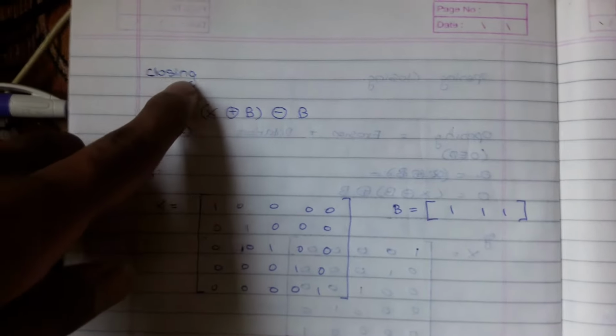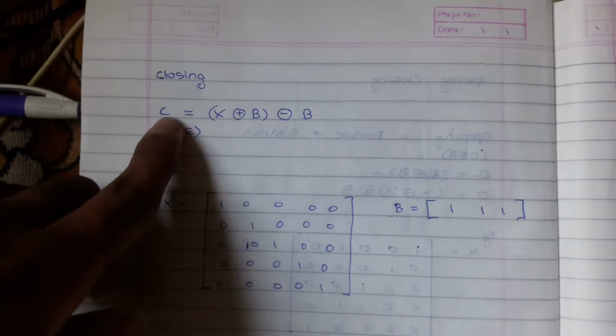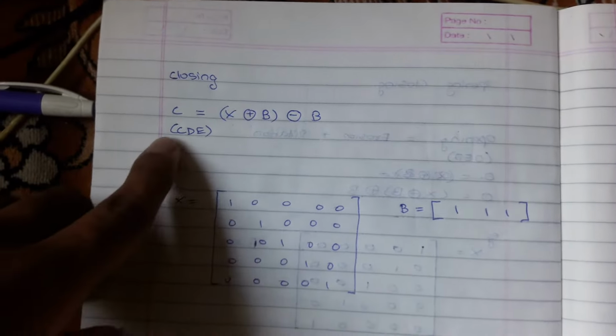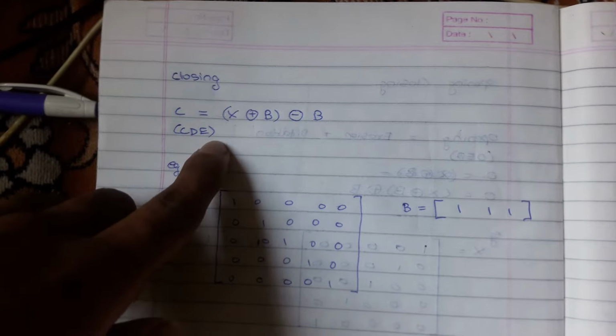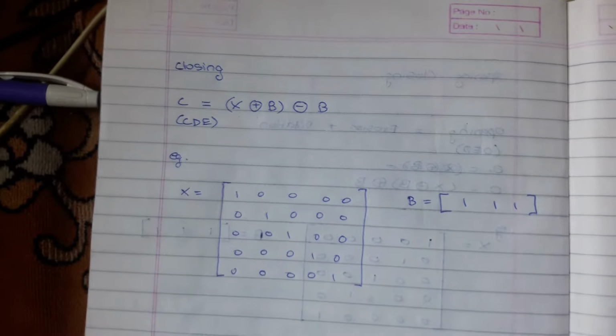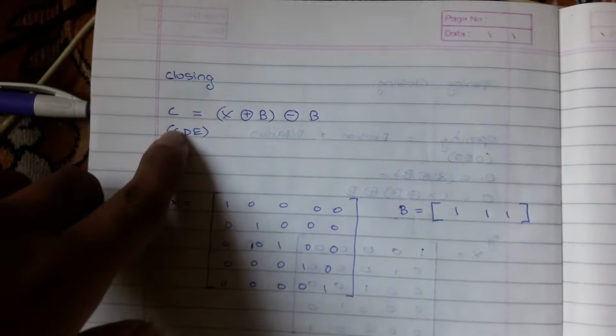Now let us see closing. In closing what we do is first we do dilation, then we do erosion. This is easy to remember, CDE. Alphabetically it is A, B, C, D, E. So this is easy to remember, CDE. First dilation, then erosion.